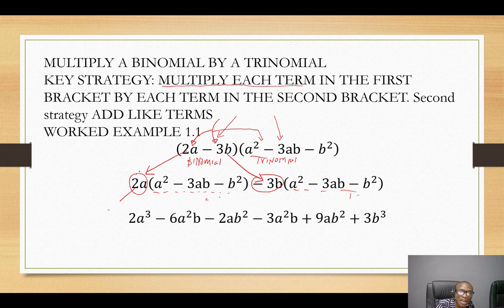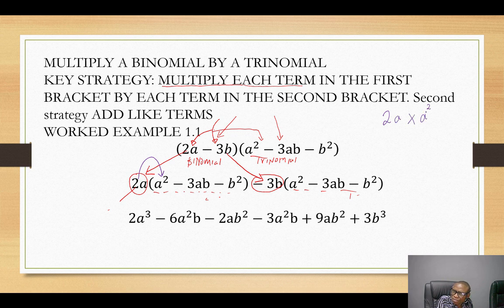I said 2a times a squared. I'm using a law which is called the distributive law. Then this number outside the brackets, 2a, should multiply every term in the bracket. So I'm saying 2a times a squared. It means I'm distributing 2a. The procedure I'm following here is called the distributive law. 2a times a squared. So what is 2a times a squared?